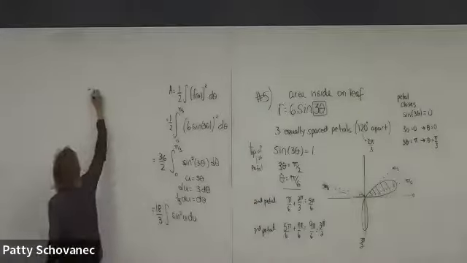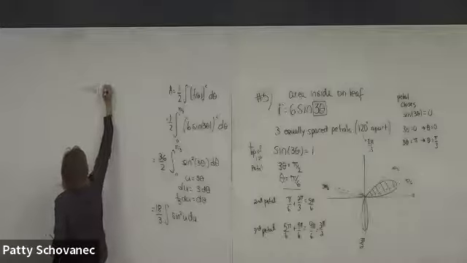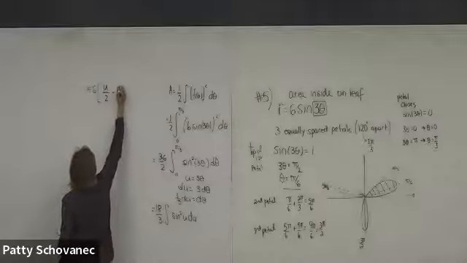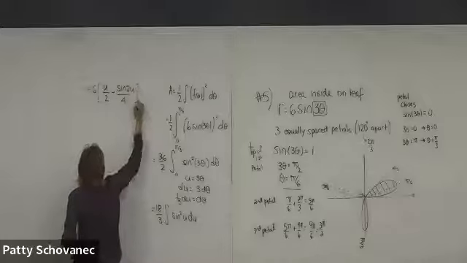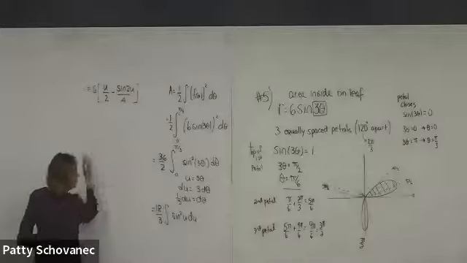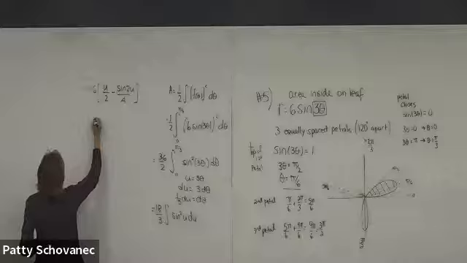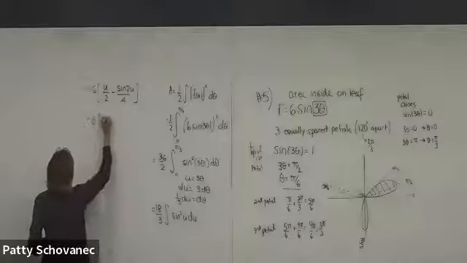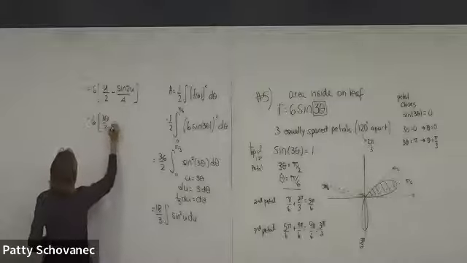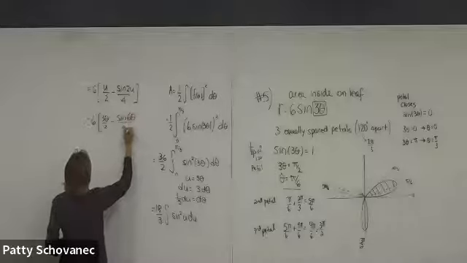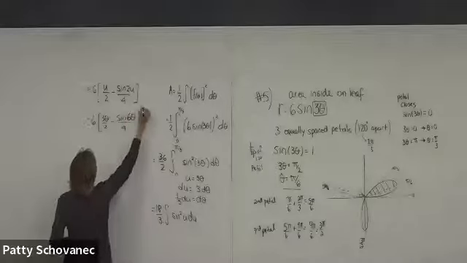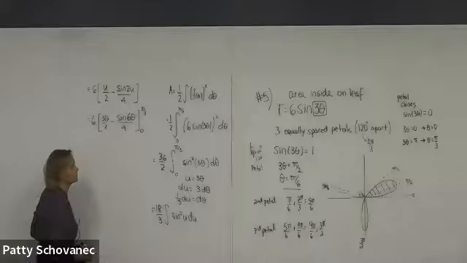So 3 goes into 18 6 times. Then our formula, u over 2 minus the sine of 2u over 4, and each u is 3 theta. So this looks like 3 theta divided by 2 minus the sine of 6 theta over 4, from 0 to pi thirds.